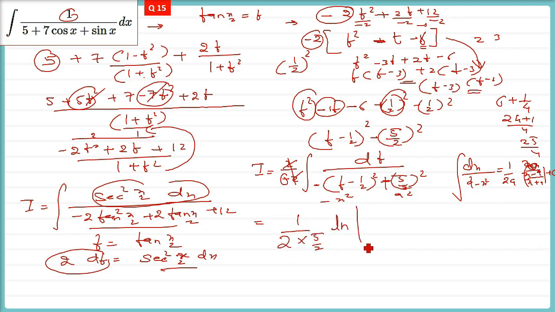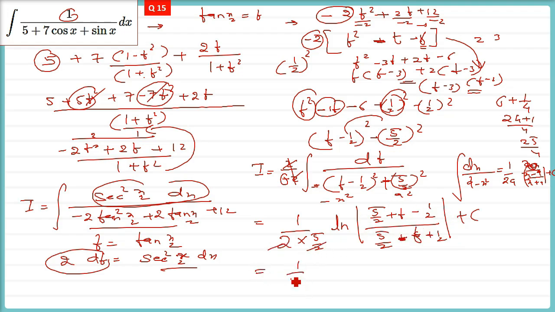Log modulus of 5 by 2 plus t minus half over 5 by 2 minus t minus half, because I already told you it's a square minus x square. So when you multiply it by negative, it will be minus t plus half. This is simple algebra, okay? We have already done the question because we are just arriving at the answer right now. 2 gets cancelled, you will get 1 by 5 here. ln of 5 by 2 minus half is what? 5 minus 1 by 2, which is 4 by 2, 2. 5 by 2 plus half is 6 by 2, which is 3.